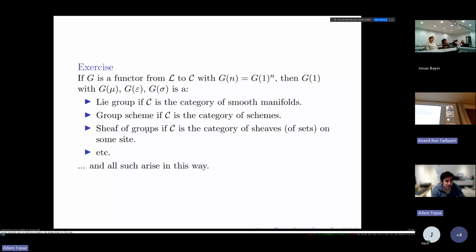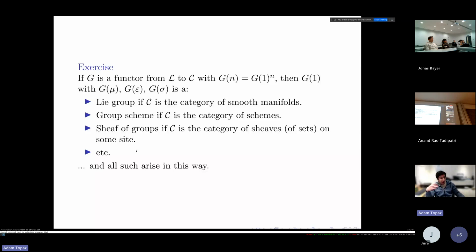Even better, if you take a functor from L to C, where C is some other category, which again satisfies this condition, then G of 1 is going to be an object of C. G of mu is going to be a morphism from this times itself to G of 1, and so on and so forth. And this gives you the notion of an internal group object in the category C. For example, if C is the category of smooth manifolds, this will correspond to the notion of a Lie group. If C is the category of schemes, this will be a group scheme. If C is the category of sheaves of sets on some site, this is going to correspond to a sheaf of groups, and so on and so forth.